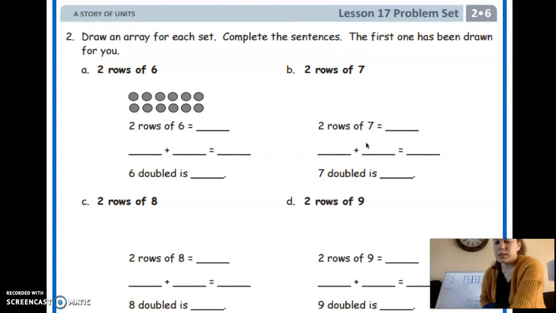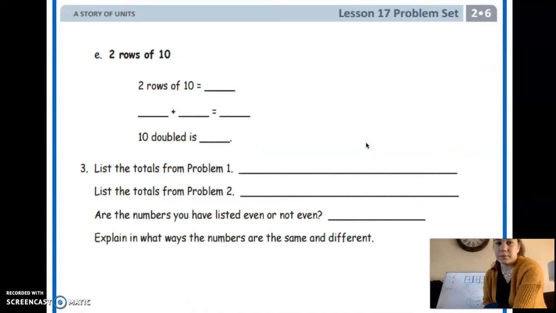So when you did 6 plus 6, that's doubling it. What did you get as your answer? And you're going to do the same thing for B, C, and D. So B says 2 rows of 7, C says 2 rows of 8, and D says 2 rows of 9. And then you're going to do the same thing for E as well. So it's 2 rows of 10.